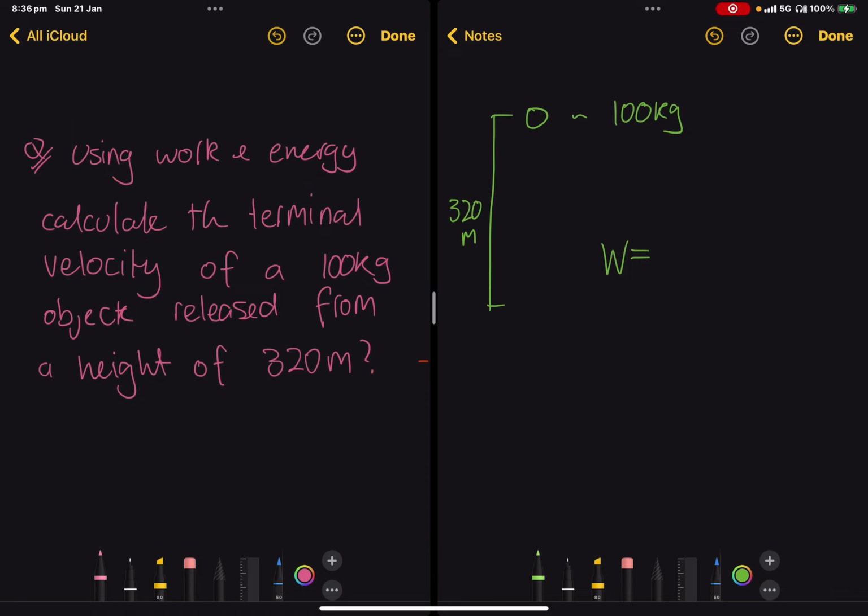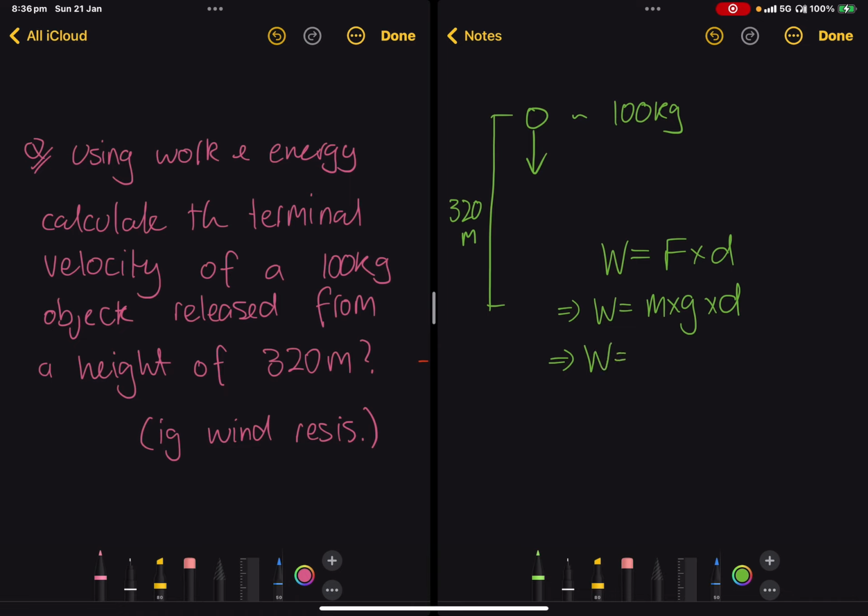We know that work is force times distance. So in this case, work is going to be the force exerted on the object. Well, there's only one in this case. We are going to ignore wind resistance. So the only force is gravity. So this is mass times gravity times the distance. So we have the work is 100 times minus 9.8 times the distance. We could make this plus 9.8 because really we only care about the absolute value of the work, but we'll leave it as negative in this case because we are moving down.